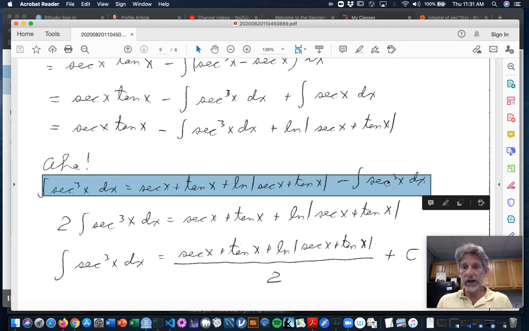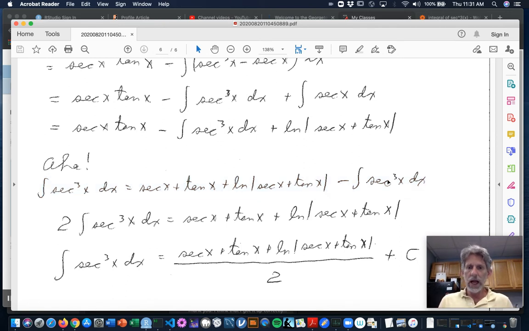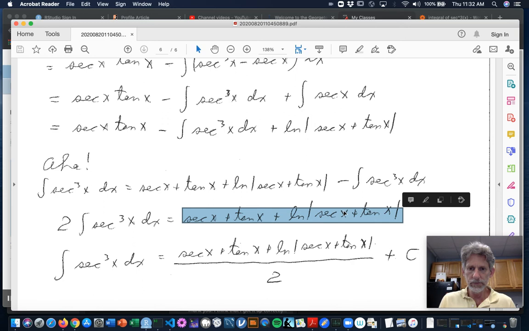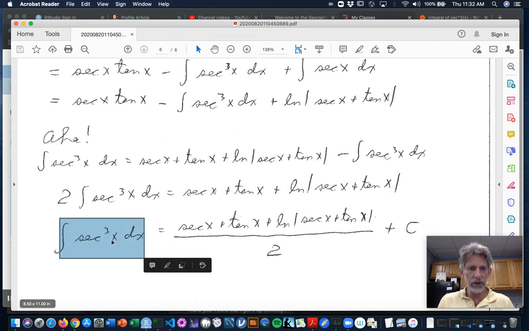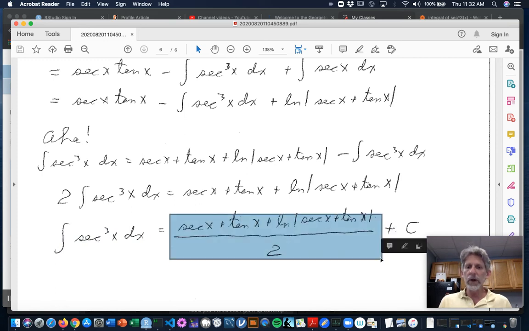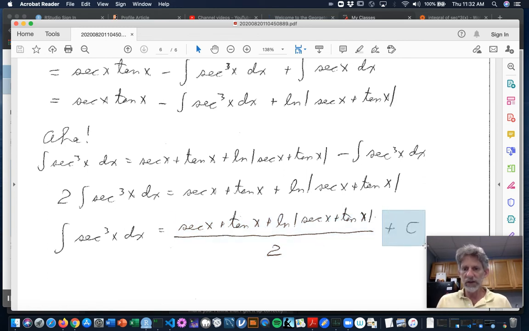We can solve that equation for the thing we want to know. I'm just going to add the antiderivative of secant cubed x to both sides. I'll get twice the thing I want to know is all this other stuff about x that I know. I'll divide both sides by 2, and I'll get the thing that I want to know is this other stuff. Great, I've found an antiderivative for secant of x cubed. Add on a plus c, and I've got the full family, making the entire indefinite integral.